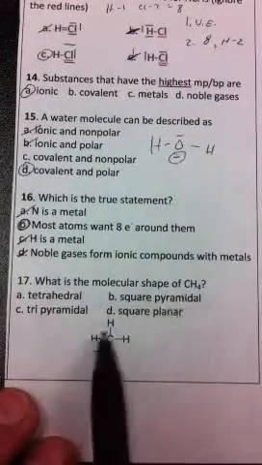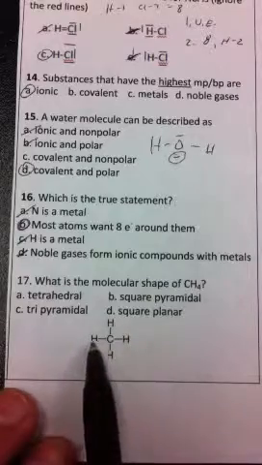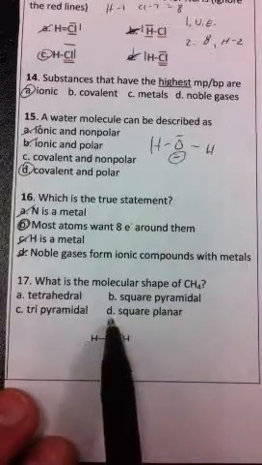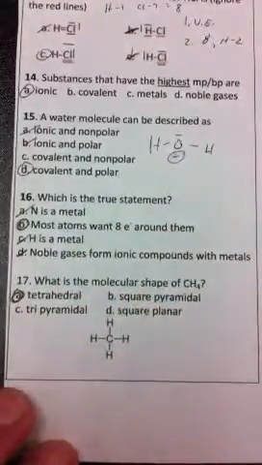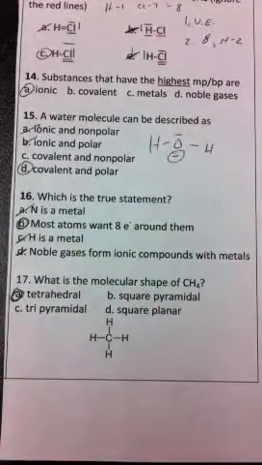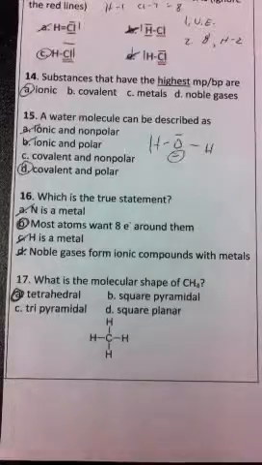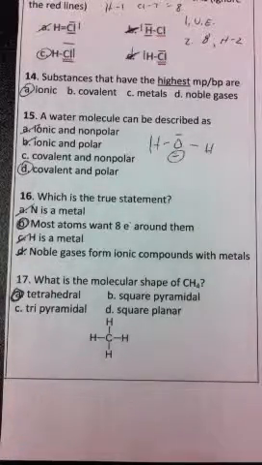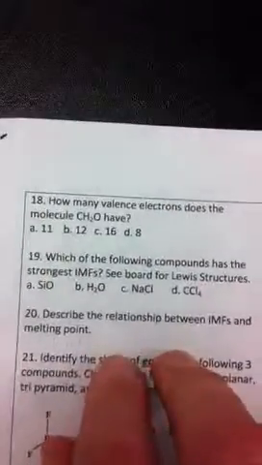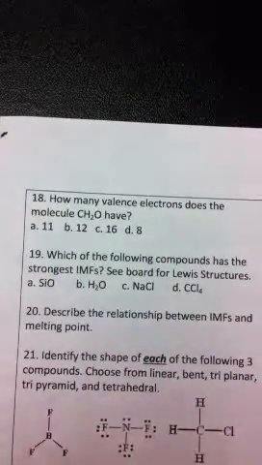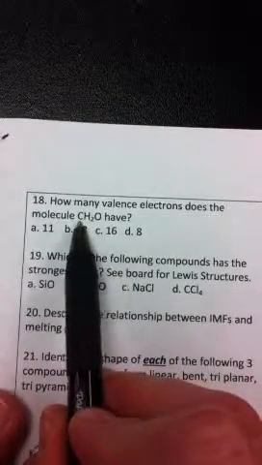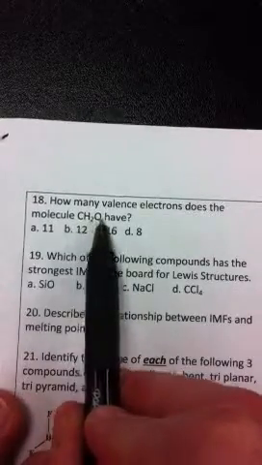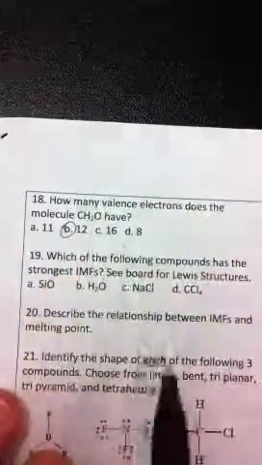What is the molecular shape of CH4? Here you're given this. This has 4 outside atoms, so that's tetrahedral. Tetra means 4 in science. Again, you need to go look at the video that covers shapes. How many valence electrons does this particular molecule have? CH2O. You have 4 there, 1 from each hydrogen, 6 there, so that's 12.